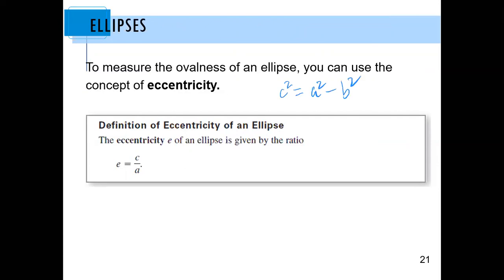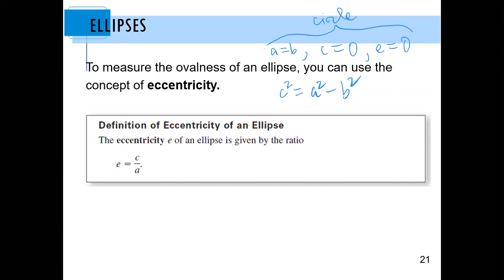If A and B are equal, so think about it. If A was equal to B, what would C be equal to? 0. And so what would the eccentricity be in that case? 0. There would be no eccentricity. So this situation describes the circle situation.